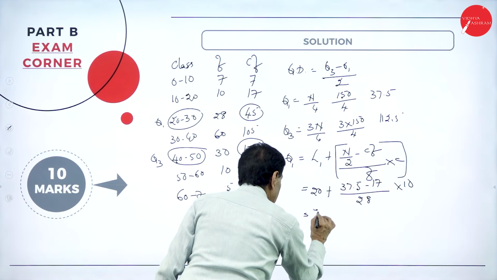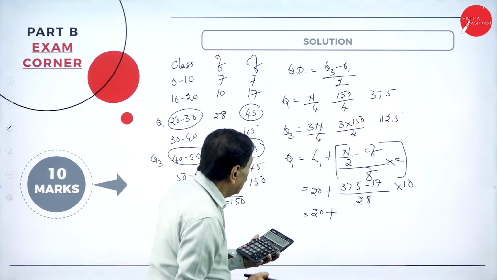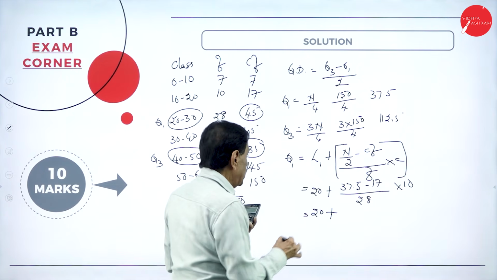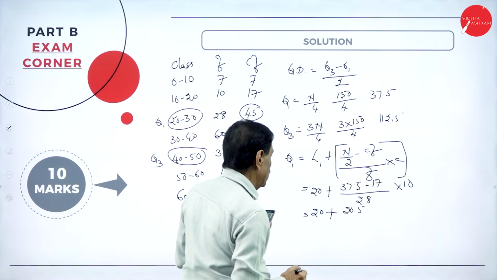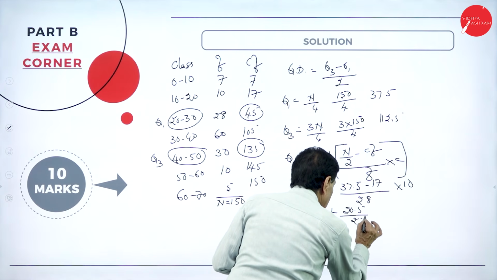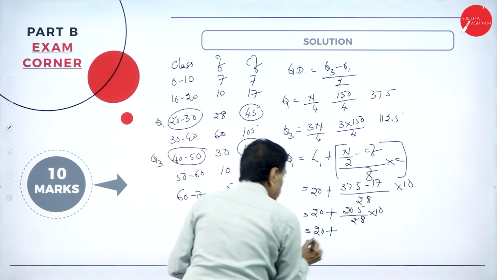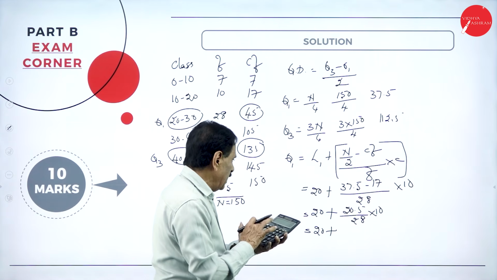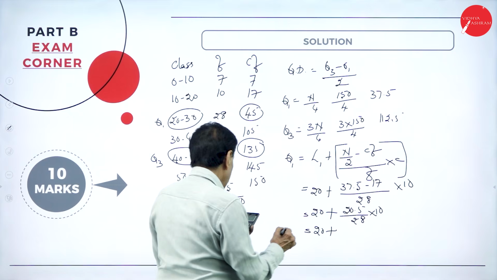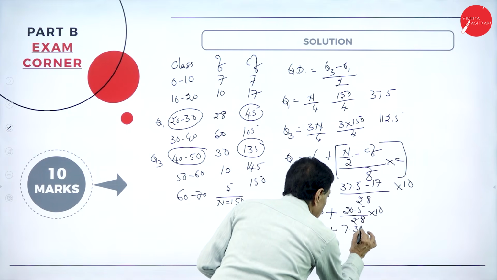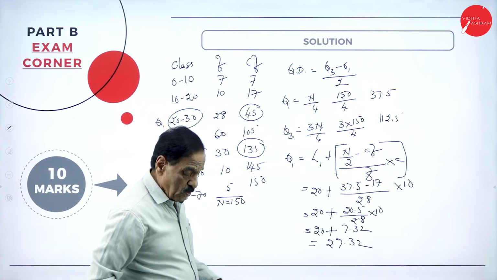Simplify. 20 plus 37.5 minus 17, 20.5, divided by 28 into 10. This is 20 plus 20.5 divided by 28 into 10. 7.32. 27.32. This goes in favor of Q1.